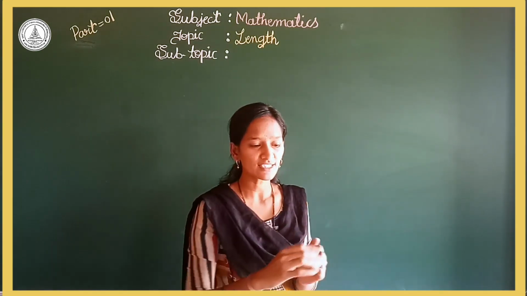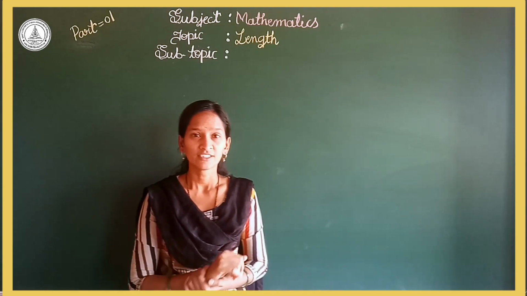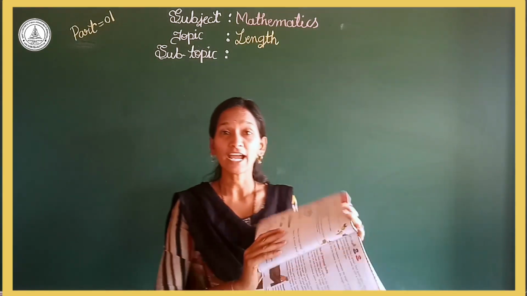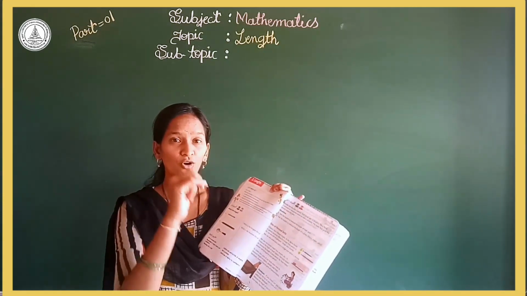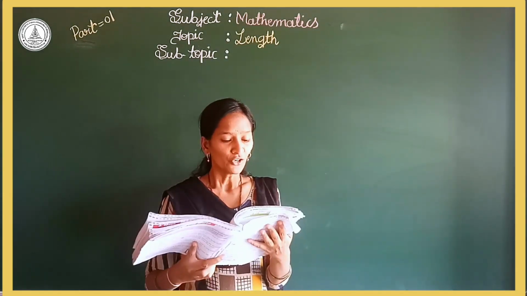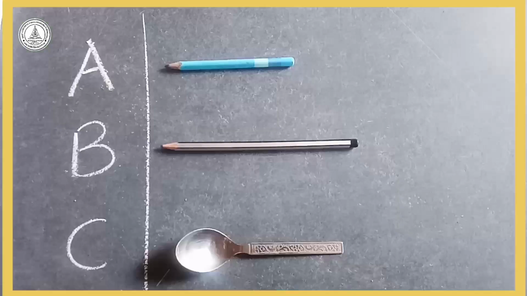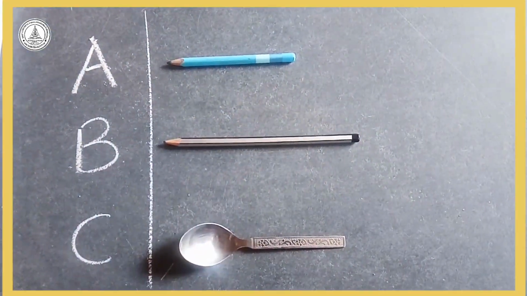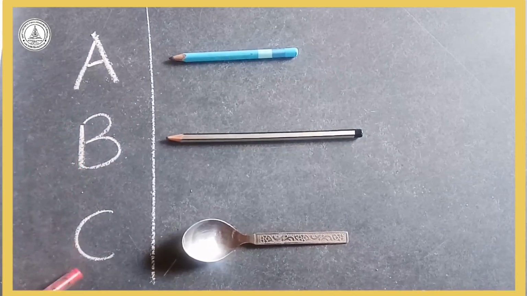So by using this, we have one beautiful activity. Are you ready to do it? Yes, students. So now I am reading the headline of this activity. So all of you listen here. Which is the longest? Students, look here. Here are three things, right? So this is A, B and this one is C.